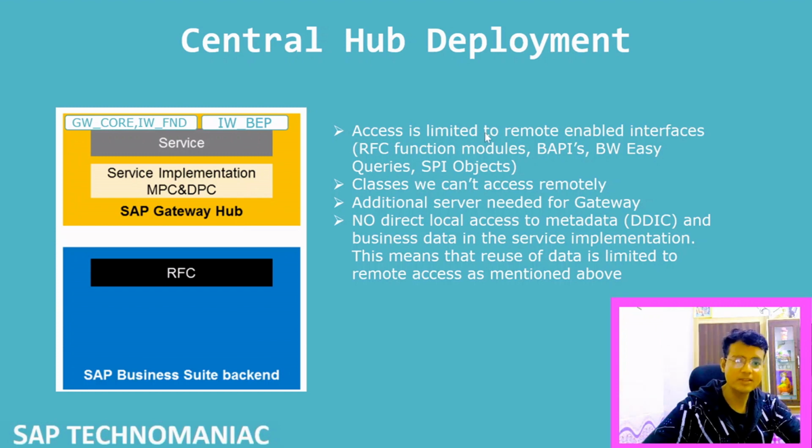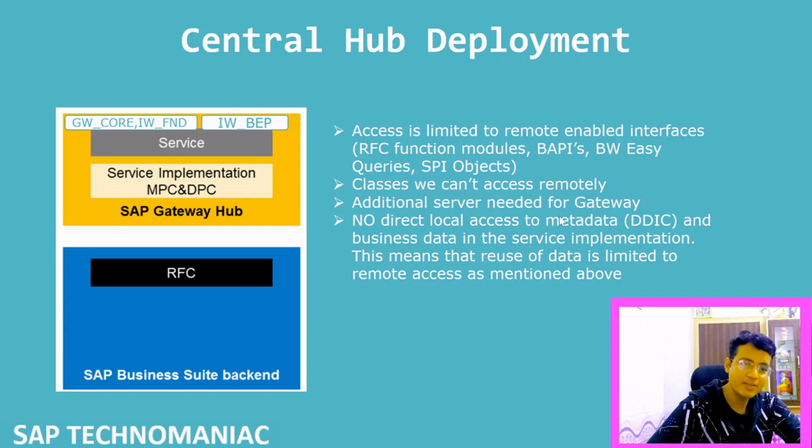Okay, so in this case, what is the disadvantage of this particular thing? Access is limited to remote enabled interfaces. So we have to call the RFC here, either using a BAPI, or some BOR object, or an RFC function. We can't call the classes from one system to another system, obviously. So we have to create the RFCs and BAPIs here, and then we have to call those RFCs and BAPIs if you are using this kind of central hub deployment system. Classes we can't access remotely, obviously.